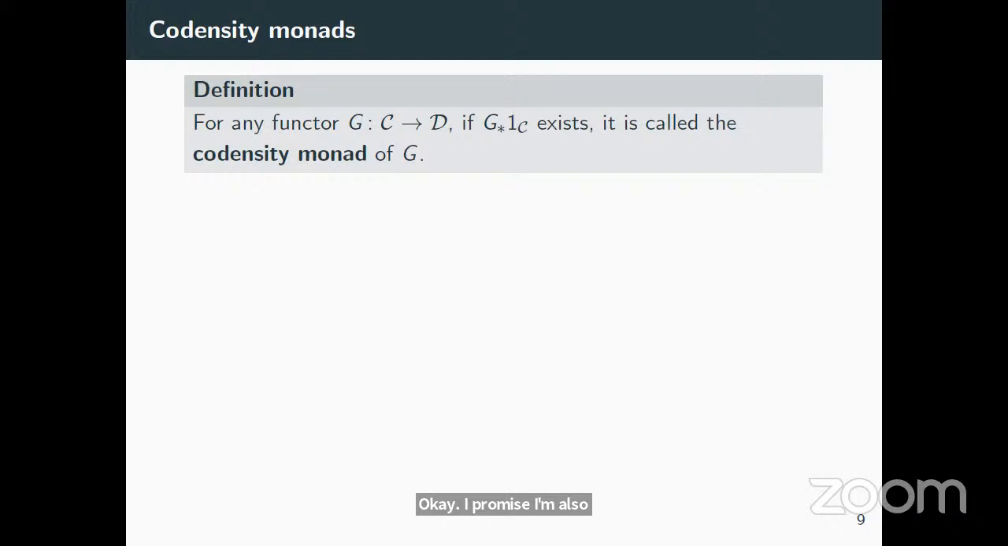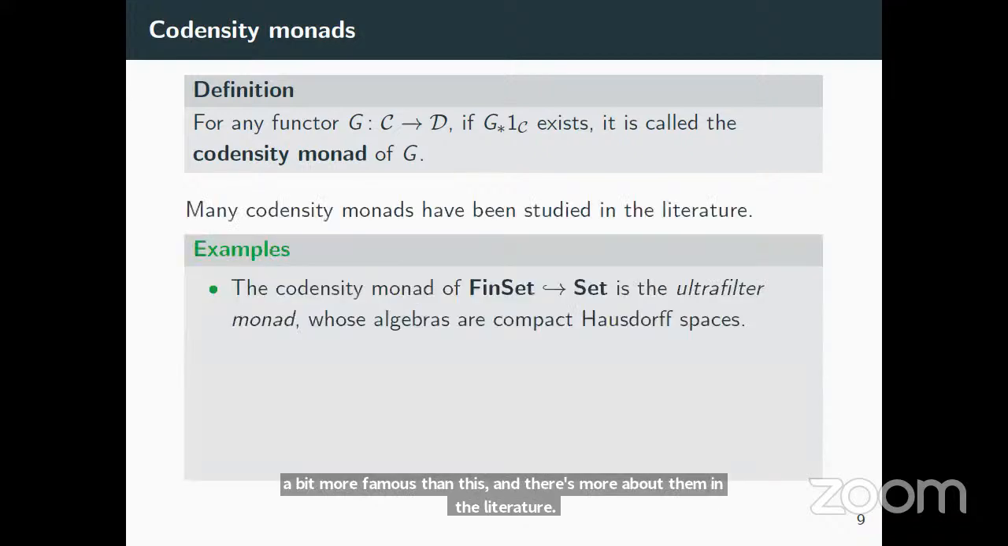And the story here is simple. So a codensity monad is a special case of this push forward construction. And it's precisely when you extend the identity monad on the domain. So actually, secretly, both of those examples I mentioned earlier were examples of codensity monads because I was extending the identity monad. Okay, now why do I talk about codensity monads? It's because they're a bit more famous than this push forward construction, and there's more about them in the literature. So I can tell you about some interesting examples of those.